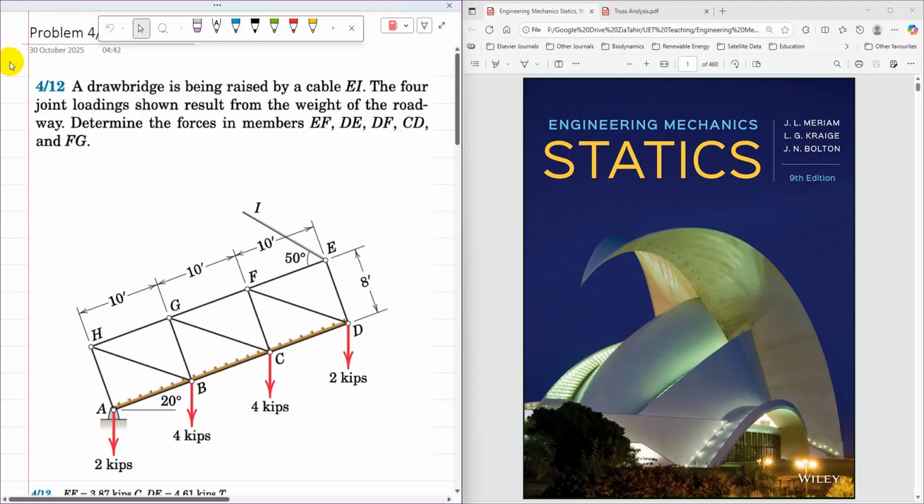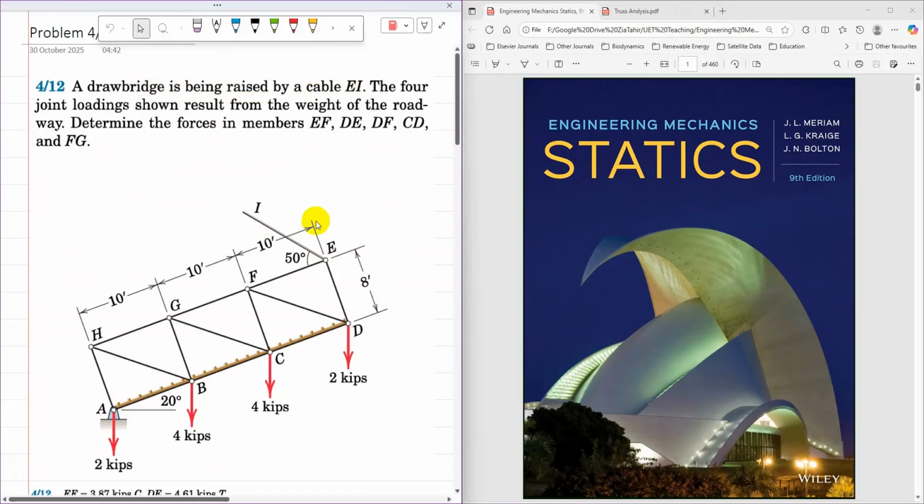This video tutorial is the solution to problem 12 of chapter 4 from Engineering Mechanics Statics, ninth edition by J.L. Meriam, L.J. Craig, and J.N. Bolton. The statement of the problem is: a drawbridge is being raised by a cable EI.